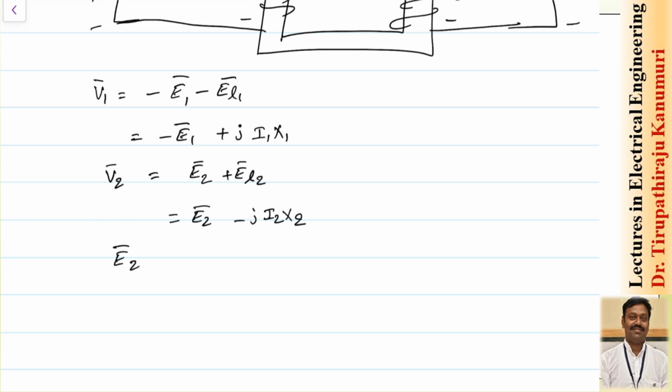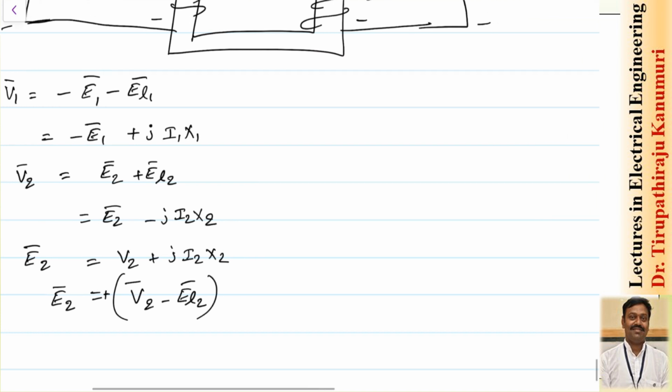So from this I can write the value of E2 is equal to V2 plus j times I2 X2, or simply I can write this as V2 minus EL2. V2 minus EL2 will be equal to E2. Getting it? Because I am referring EL2 from this side to the second side. Overall the minus sign is there, plus is there. So V2 minus EL2 will be plus only, right?